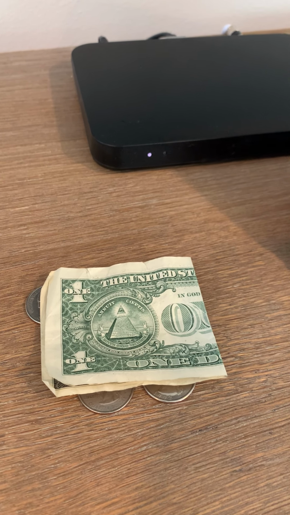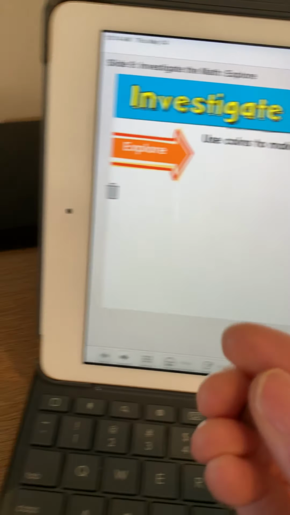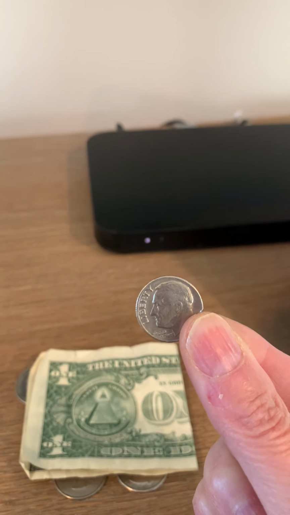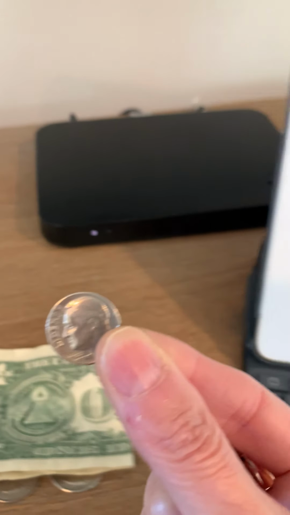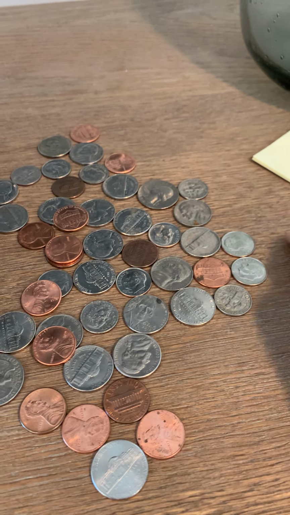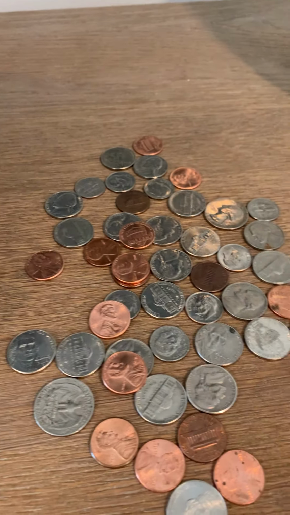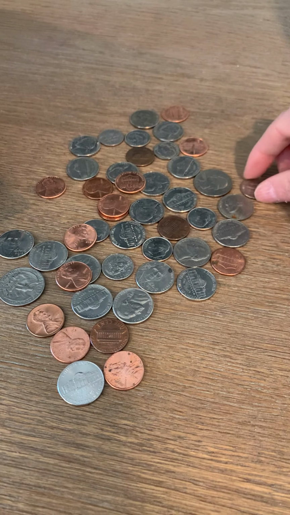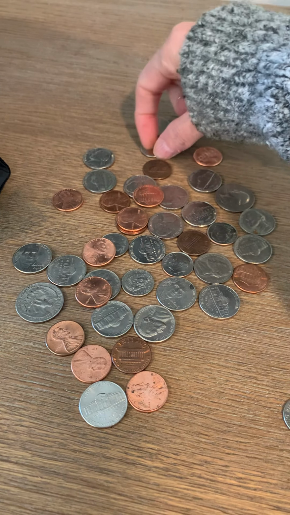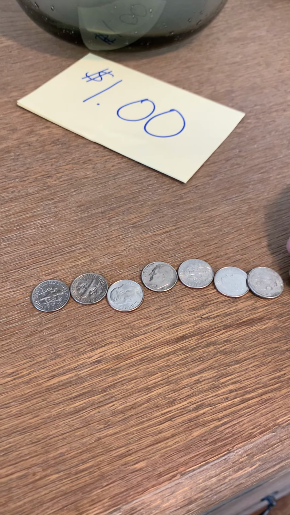Now, let's go over here. What is this? What coin is this? Yes, this is a dime. How many of these dimes do I need to make $1? Let's count with me. So I'm going to count. 10, 20, 30, 40, 50, 60, 70, 80, 90, $1.